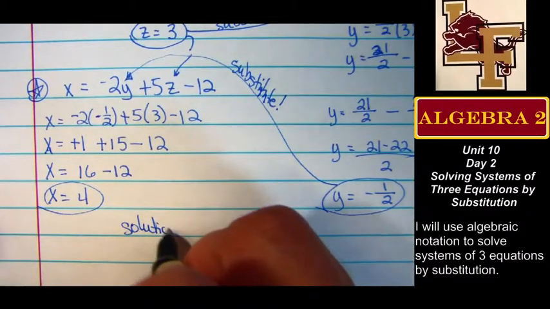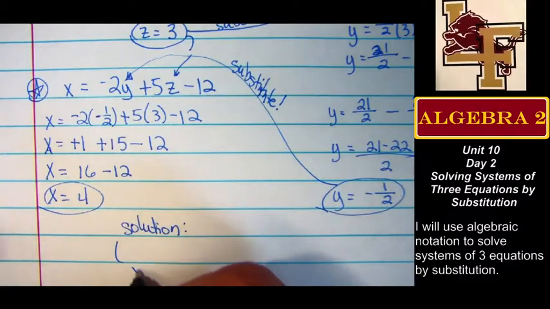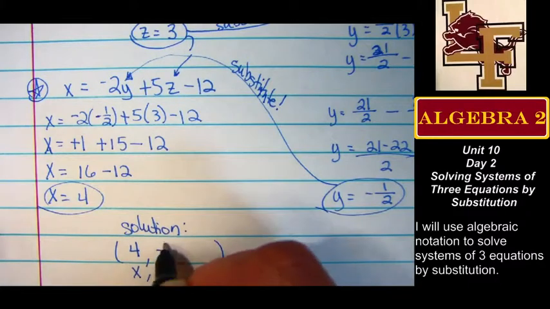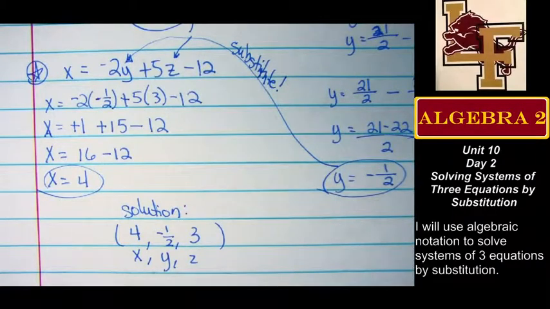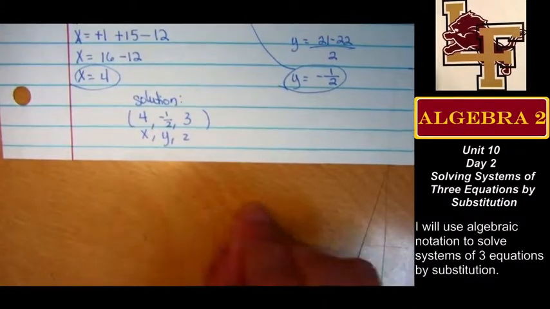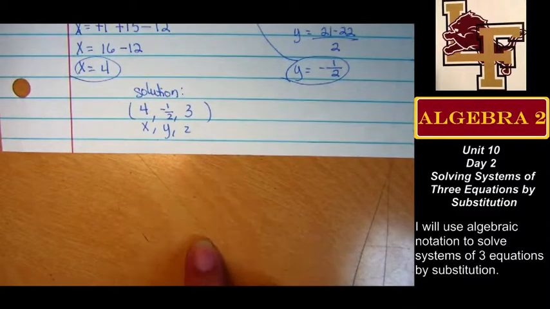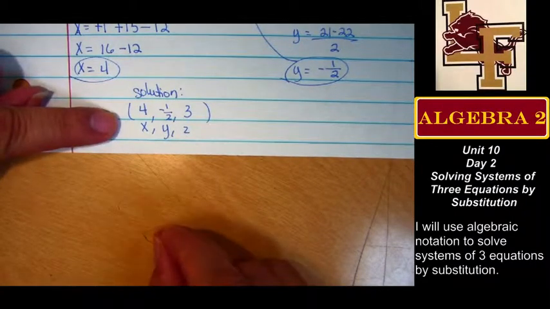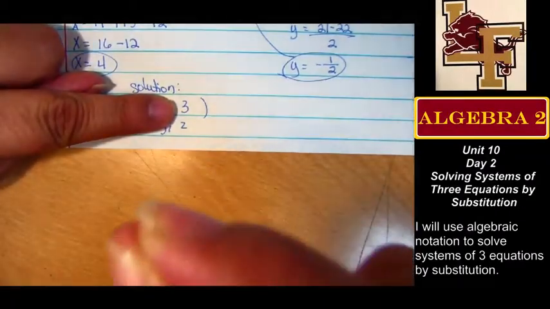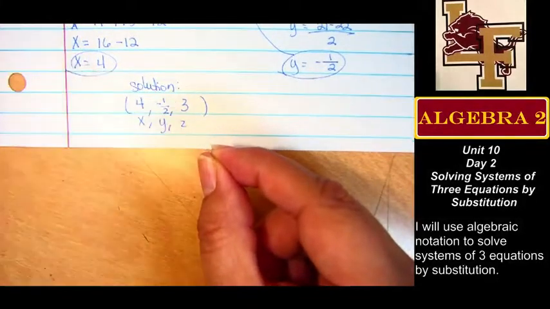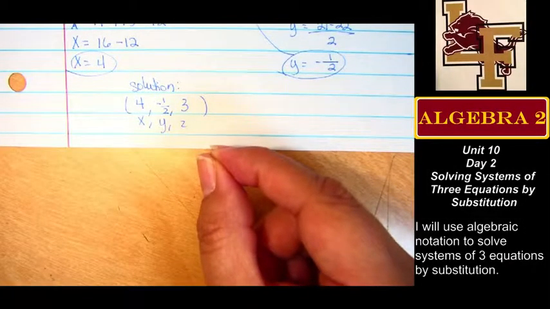Yay! So I can write my solution as the ordered triple. It's an ordered triple because order matters. X must come first, then Y, then Z. And order is important on an ordered triple because this, like your ordered pair, is a location. Your ordered pair XY just tells you how far you go left or right and how far you go up and down. Well, an ordered triple is going to tell you how far left and right, how far up and down, and how far toward and away. It's 3 directions of movement, not 2.